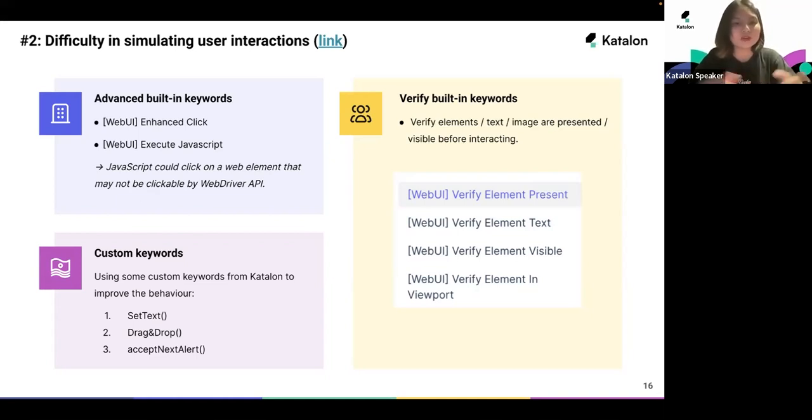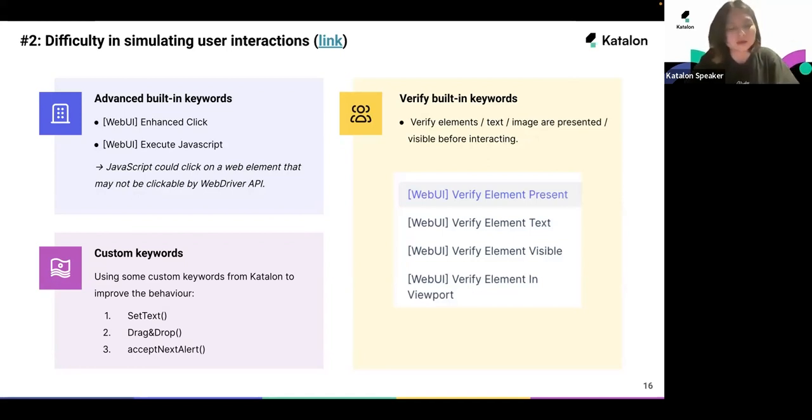To overcome these issues, JavaScript is a solution because JavaScript will click on the object without checking these preconditions. This method simulates a mouse click on the element. So JavaScript can help you in some cases where the web element cannot be clicked on with the WebDriver API. It will also better simulate the actual user behavior.